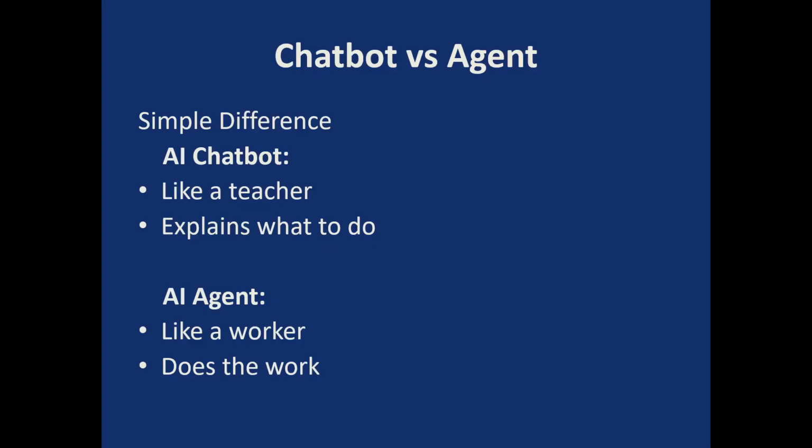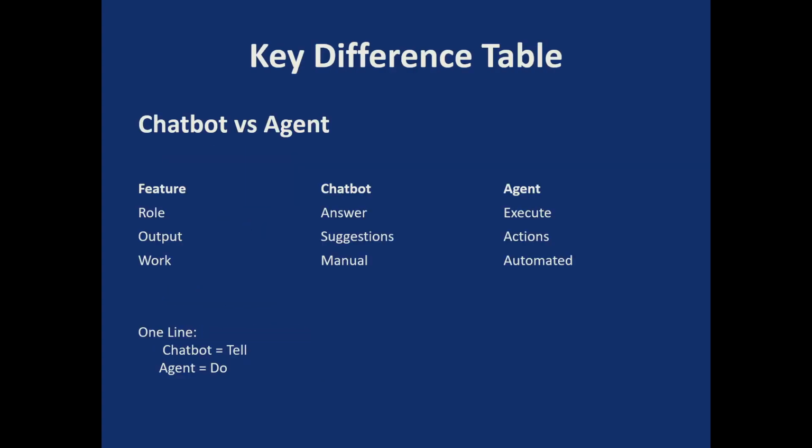If I talk about an AI agent, an AI agent is like a worker. A worker does the work for you. For example, if you say test checkout page end to end, the AI agent will open the browser, run the test, verify the result, and give a final report. So the difference is an AI agent completes the task and an AI chatbot gives answers. Now there are some basic differences.